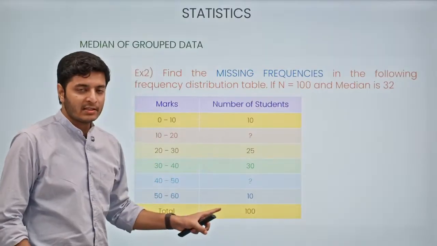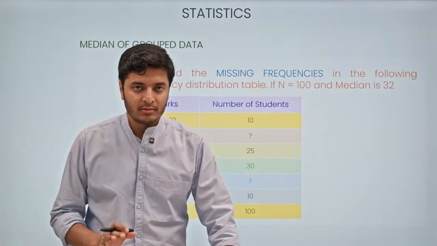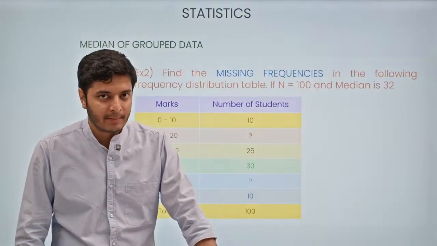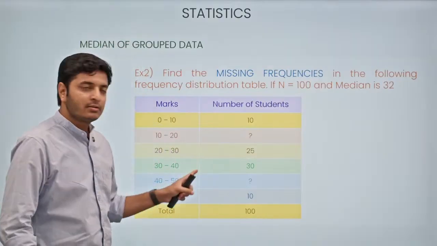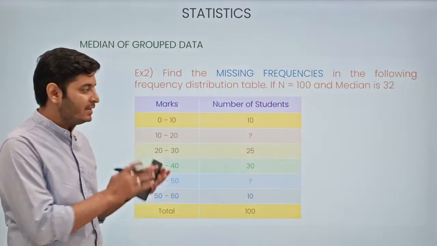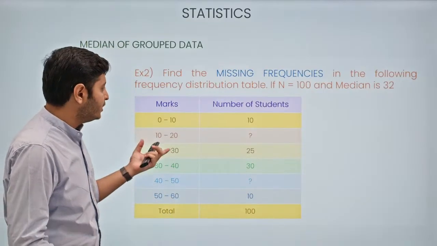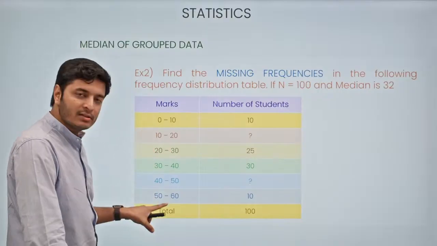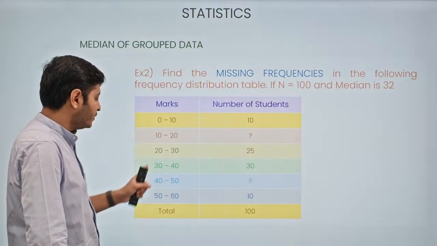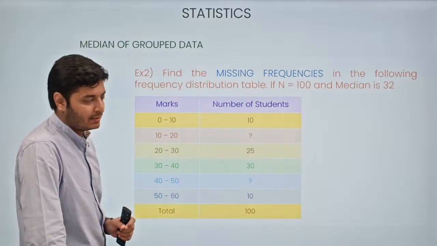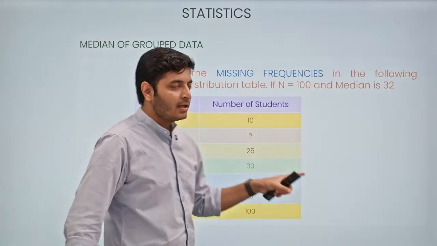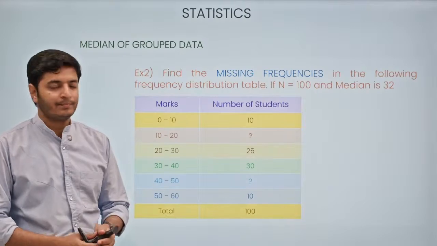In this type of example, first thing, please don't fear these types of problems. We can easily solve them. They are easier than the normal median problems. So here, what is given to us? The class intervals are there, 0 to 10, 10 to 20, and so on till 50 to 60. Then in the next column, we are given the number of students.